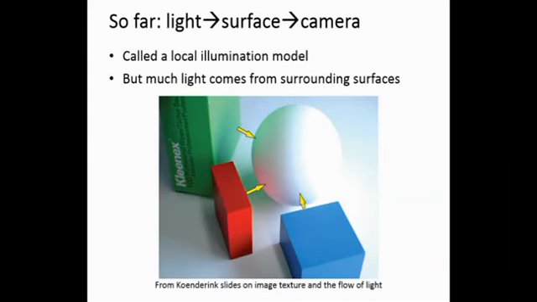So this is still only part of the picture. So far we've talked about light coming in, bouncing off of a surface, and then coming into the camera. That's called a local illumination model. But actually light bounces off of a lot of surfaces before it hits our eye. You can see here light reflecting off of this green block, bouncing onto the ball, and then off the ball into our eye. And so the ball looks green here even though it's white, and it looks red here, and so on.